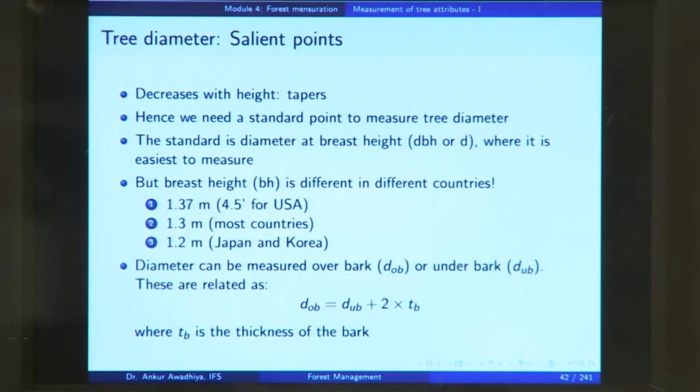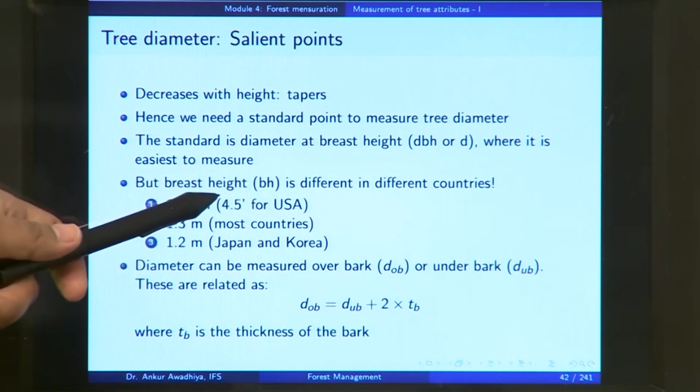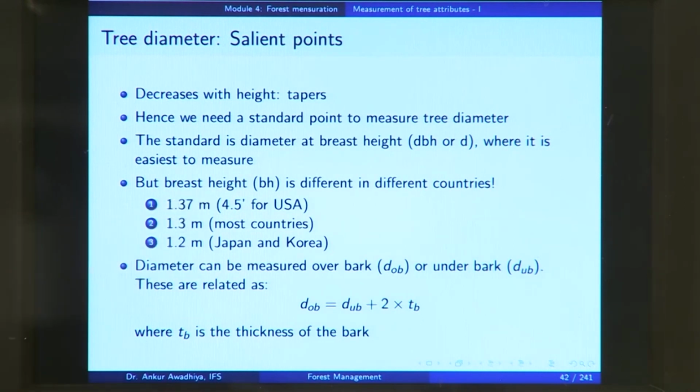But then how do we define the breast height? The breast height is different in different countries. It is taken as 1.37 meters in some countries, or in the United States it is taken as 4.5 feet. In most countries we take a simplified measure of 1.3 meters, whereas in Japan and Korea the breast height is defined as 1.2 meters.